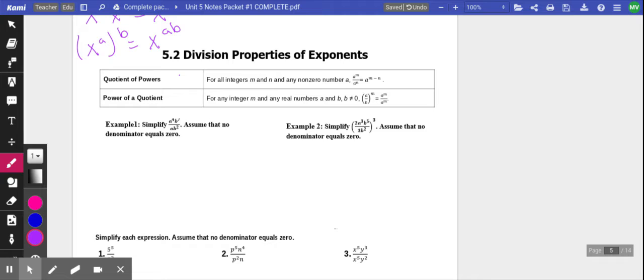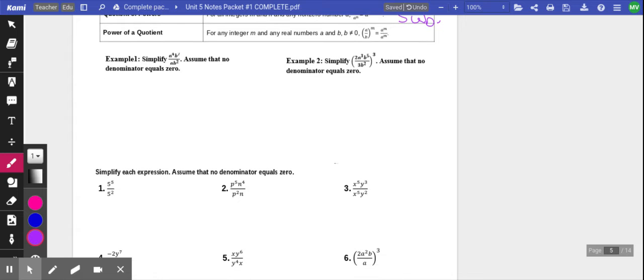So today we're going to talk about quotient properties. The quotient of powers: for all integers m and n and any non-zero number a, a to the m over a to the n is a to the m minus n. So you subtract. When we're multiplying, we keep the base and add the exponents. When we're dividing, we keep the base and subtract the exponents. And the same rule for the power of a quotient: if we have any integer m and any real numbers a and b, a over b to the m in parentheses, we give that exponent to each thing.